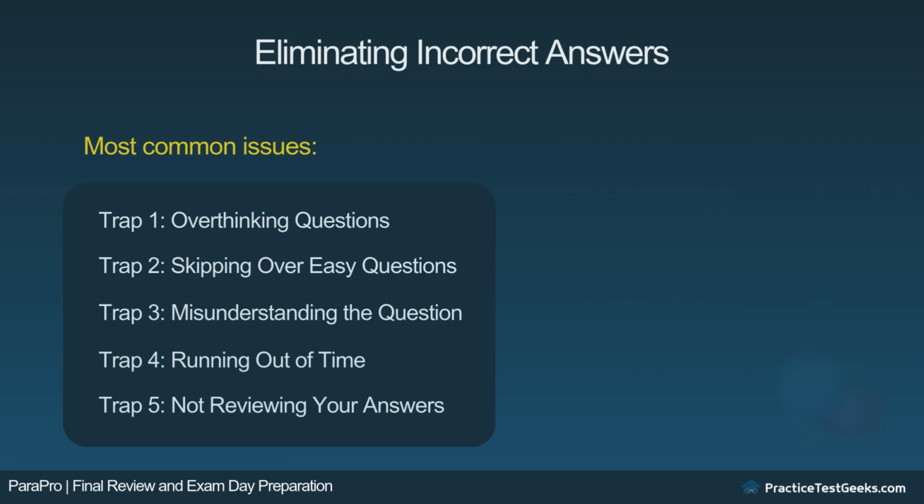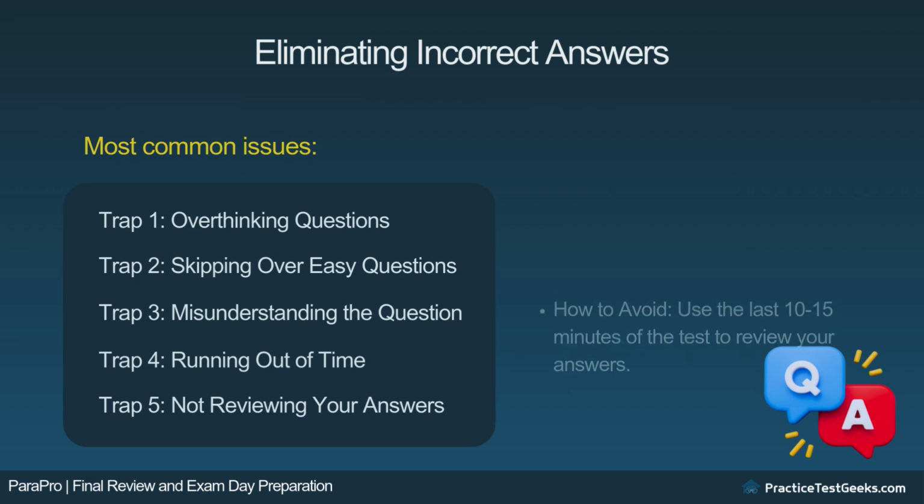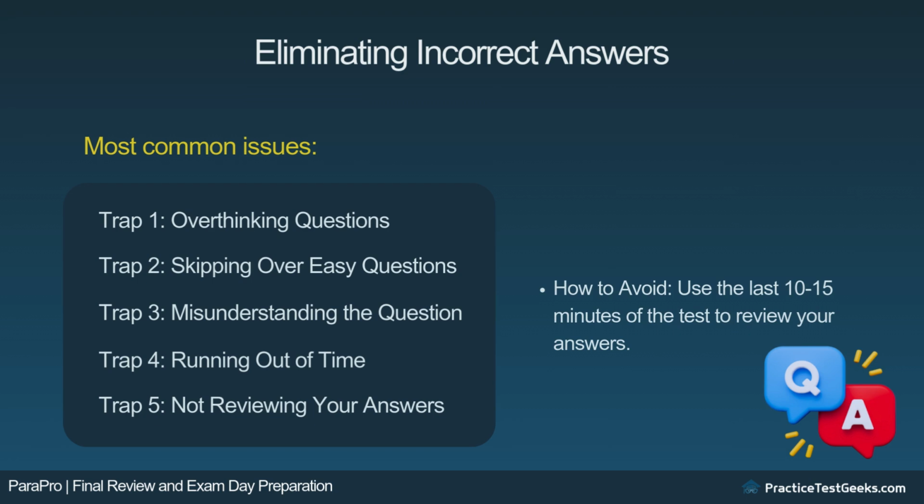Trap 5. Not reviewing your answers. You may make careless mistakes because you didn't double-check your answers. How to avoid? Use the last 10-15 minutes of the test to review your answers. Focus on questions you skipped or flagged for review.